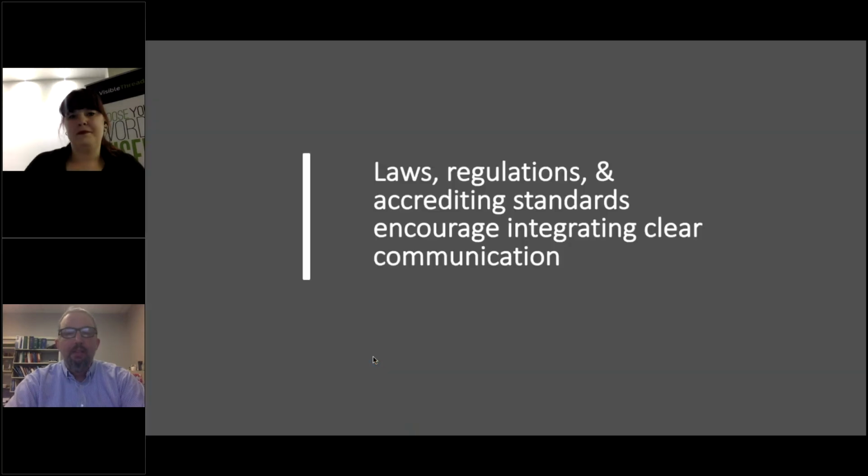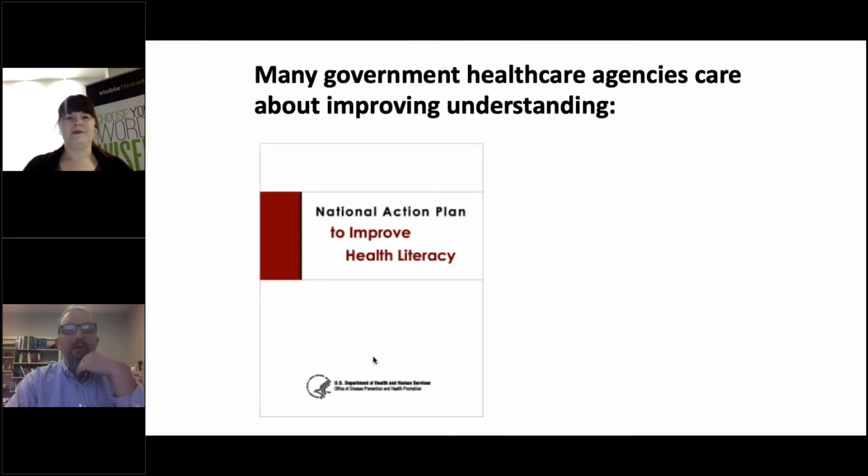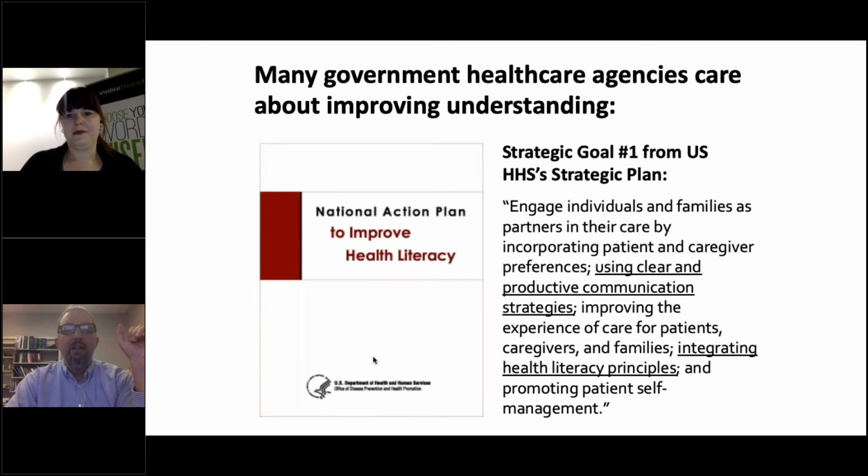Okay, continuing on, how about some laws and regulations? We'll get through this part a little quickly. Many government healthcare agencies care about improving understanding. If you click on the animation here, one of the strategic goals from the U.S. Department of Health and Human Services strategic plan is to use clear communication strategies to improve the experience of care for patients and integrate health literacy principles to promote patient self-management.